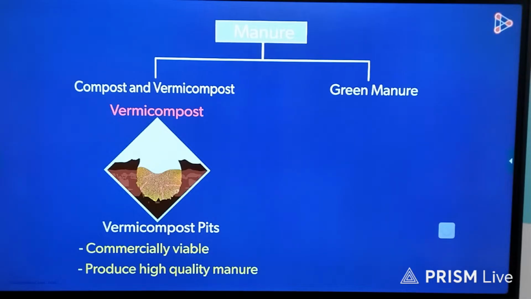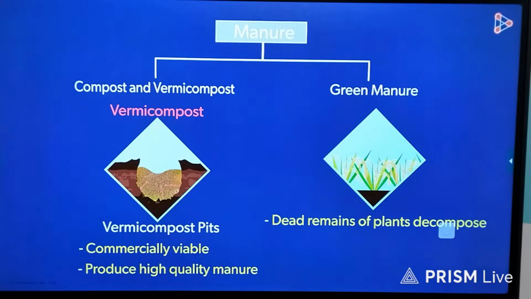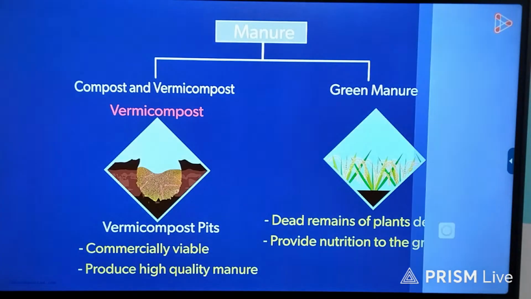What about green manure? As the name suggests, the manure is green. This is a novel way of improving the quality of the soil. Some plants are grown in a farm before the sowing of the crops in that area. These plants, like hemp or guar, are mulched into the soil, which then act as natural manure to the plants. Their dead remains decompose and provide nutrition to the growing crops. These are the different natural ways in which nutrients can be added to the soil.